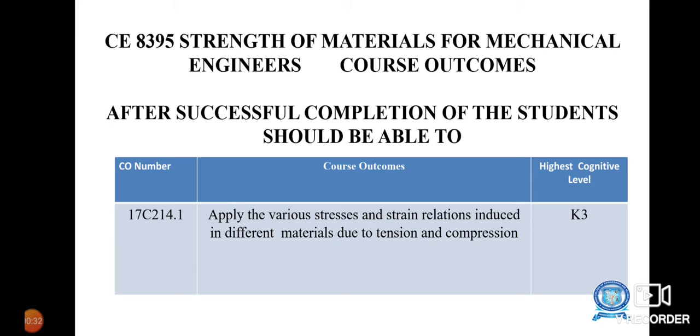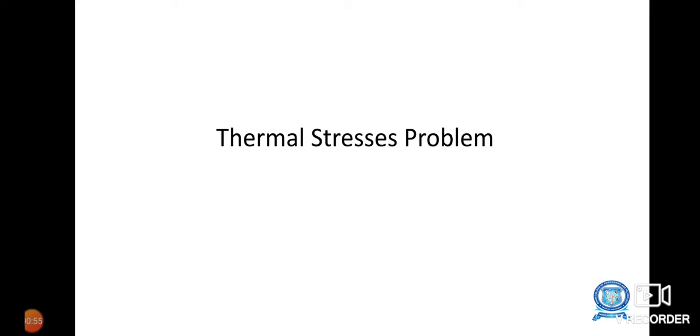This is the course outcome of Unit 1. After successful completion, the students should be able to apply the various stress and strain relations in different materials due to tension and compression. The knowledge level in this unit is K3. Now we will discuss a problem based on thermal stress.